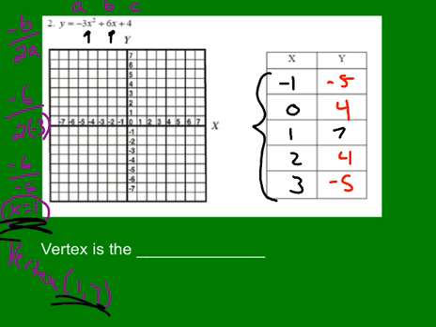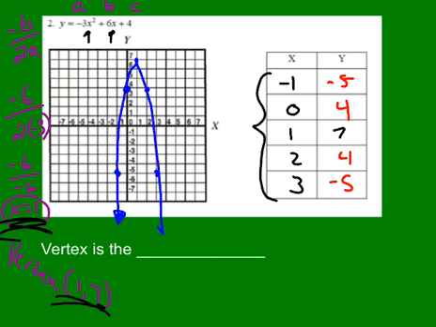I have 0, comma 4. Let's do it in blue. 0, 1, 2, 3, 4. Alright, I have negative 1, negative 5. That's down here. I have 1, 7. I have 2, 4. And I have 3, negative 5. Now, one thing to note, these are not straight lines, they are curved.